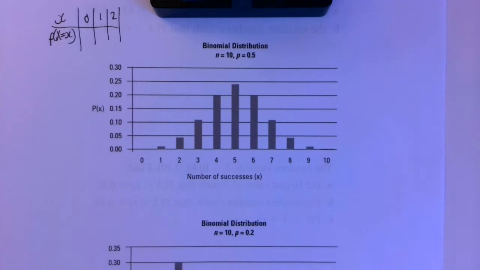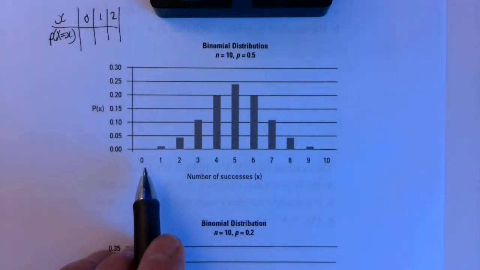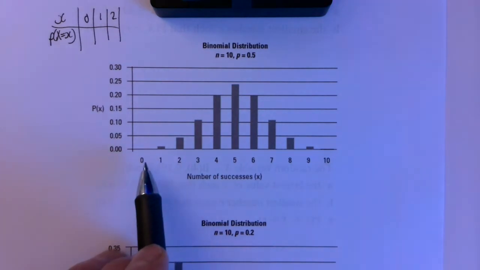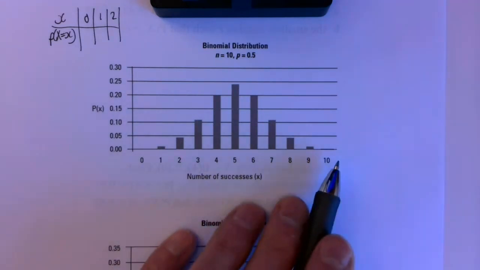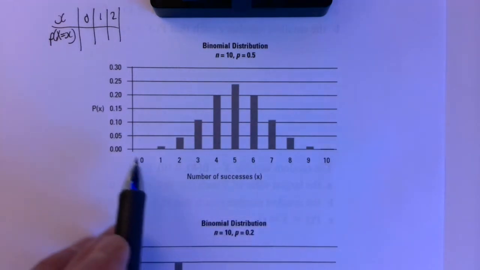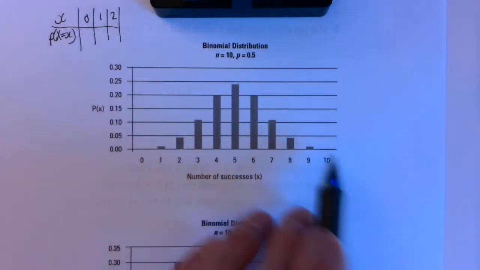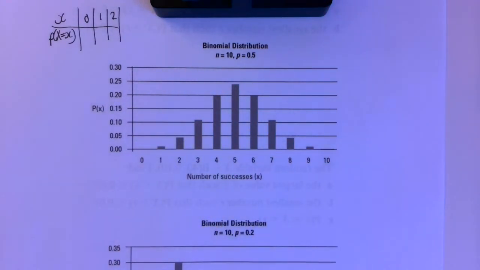And remember that we're dealing here with a discrete variable. So the value of x, the number of wins or the number of successes, can only be a whole number. And 0 is the smallest it can be, 10 is the largest it can be. Do you always get this symmetrical pattern with binomial probabilities?